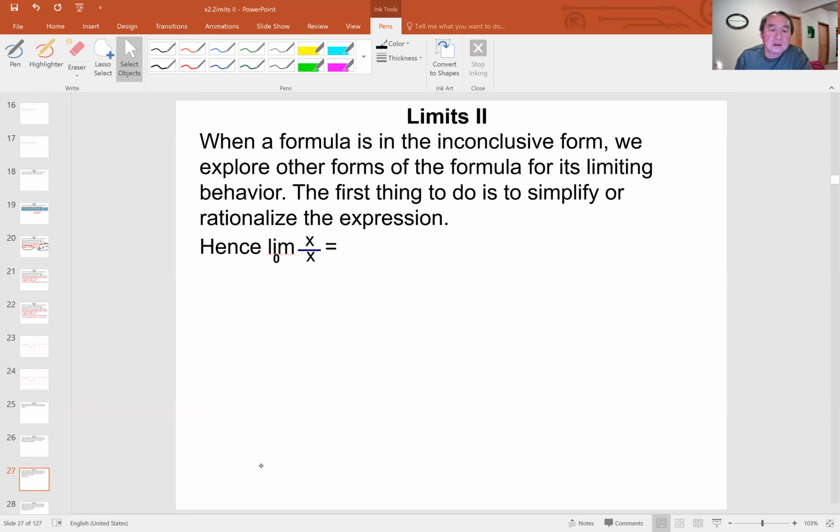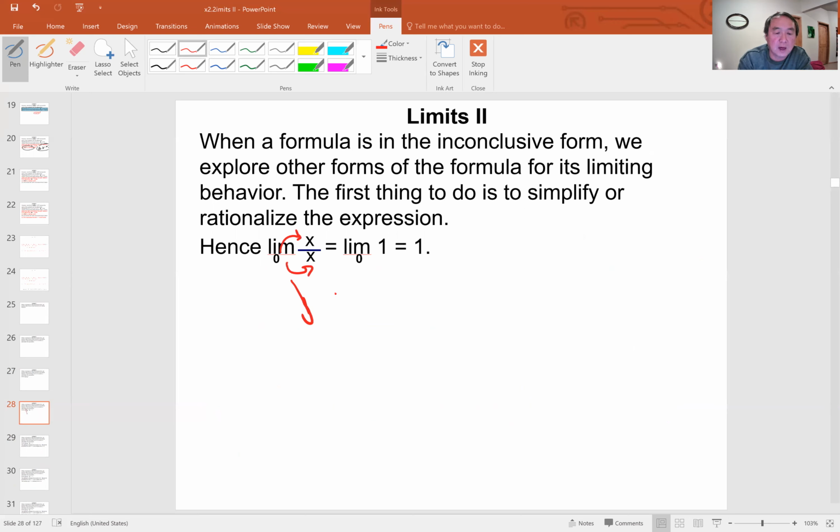Like for instance, this. If I try to plug in 0, I get 0 over 0. It's an inconclusive form. If I plug in 0 on top and 0 on the bottom, I get 0 over 0. I say, oh, gee, let me do something else. Let me cancel the x, because of algebra cleanup, I get 1. The fraction x over x is always 1, except at 0. So in other words, as x becomes closer and closer to 0, the limit will be 1.